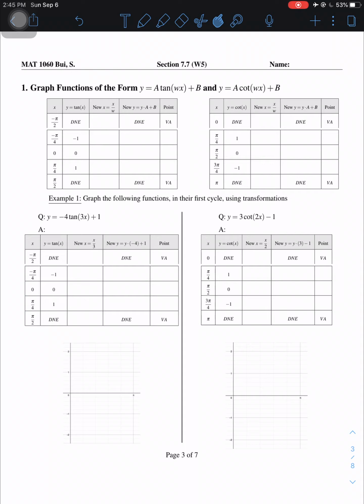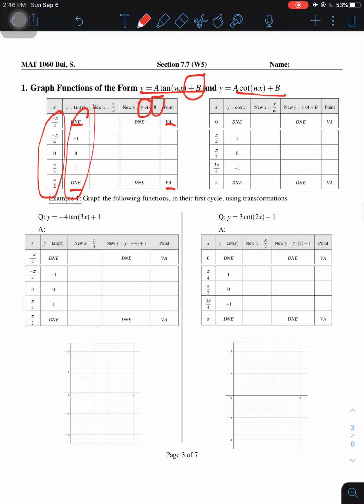So again, if you notice, we use the same 5 points that we have for tangent from the last page in here. And you're going to see 5 values again, right? And in here, we're going to have some DNE for doesn't exist. And there, we're going to have VA for vertical asymptotes, right? And the rules are the same. If you have A in here, you're going to multiply them, right? But if you notice, we actually have a B, an extra number. So what you're going to do is that it tells us to add B, right? So we're going to add B to the Y part, okay?